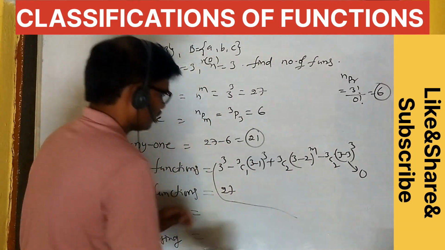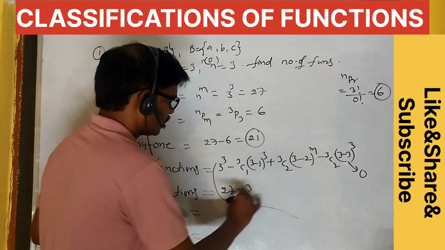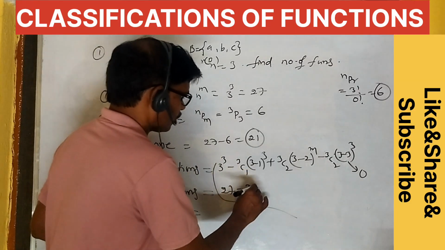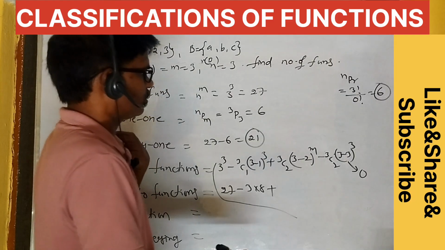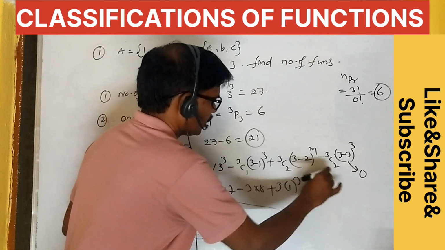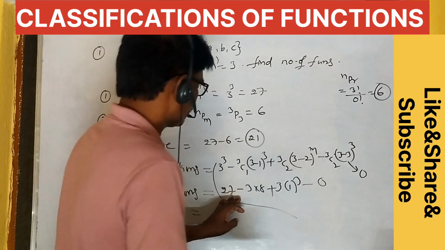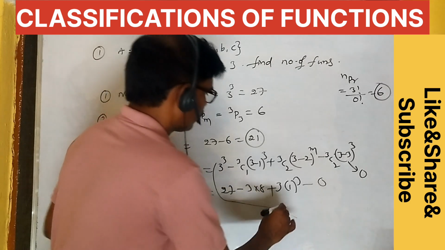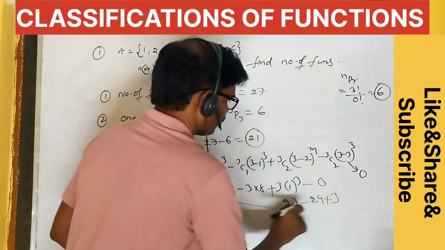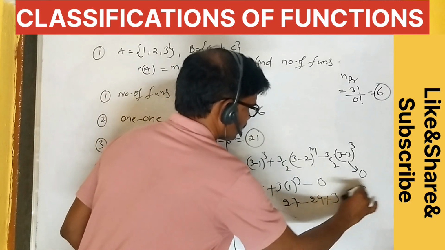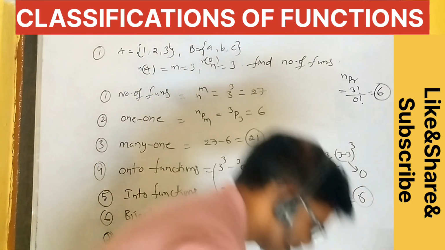Okay, simplify this one. This is the 27. 3C1 equal to 3, 2 cube is equal to 8, plus 3C2 is equal to 1 cube. Next, this is minus 0. 27 minus 24 plus 3, 27 minus 24 is 3, plus 3 equal to 6. Okay, that is the 6.